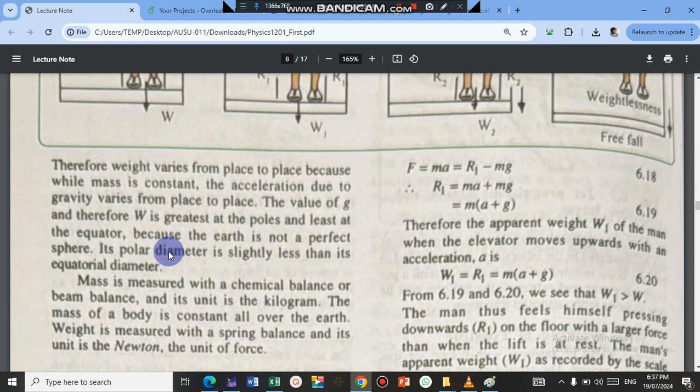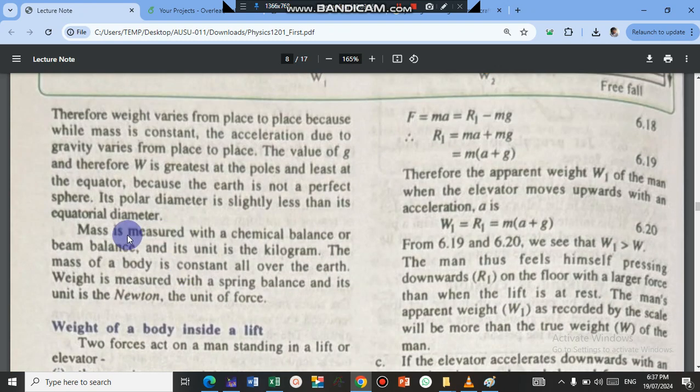And in the lab, mass is measured with a chemical balance or beam balance. We measure weight using a spring balance.